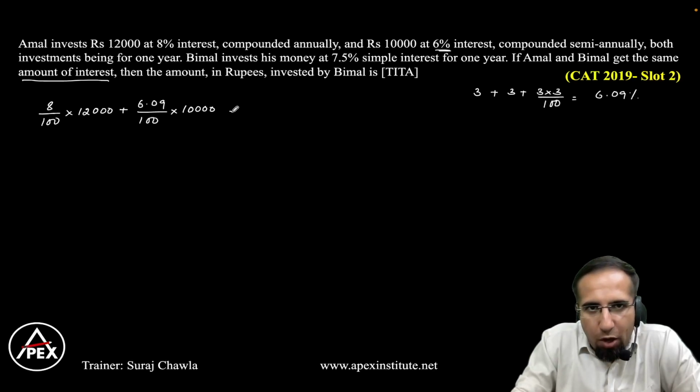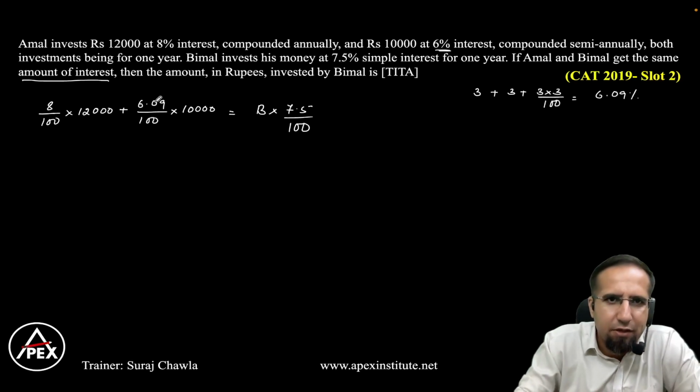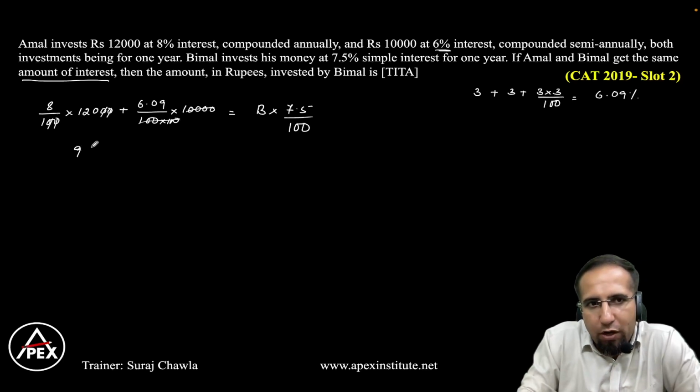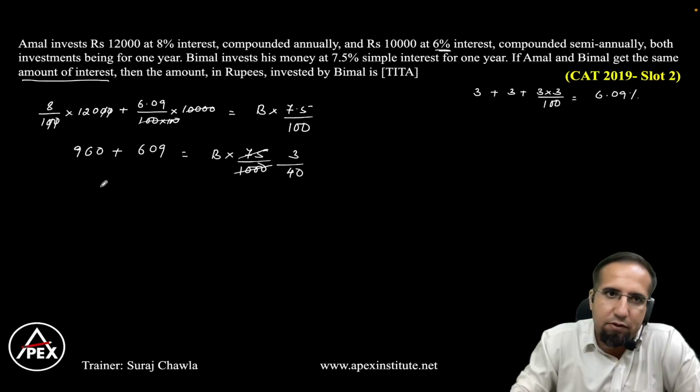Clear? I do not know how much Bimal is investing. Let's say that is B, and that is 7.5 percentage for 1 year. So PTR by 100 is this much. So this becomes a very simple way of attacking, guys. If I take out this decimal, I multiply with 100 in the denominator. So this 10,000, 10,000 gets cancelled. 8 into 120 is 960 plus 609 is equal to B into, let's say, 75 by 1000. Now this is 25 threes are 25 40s.